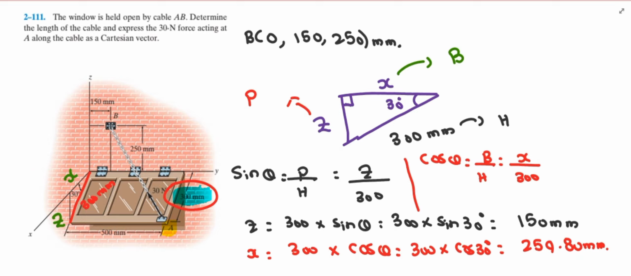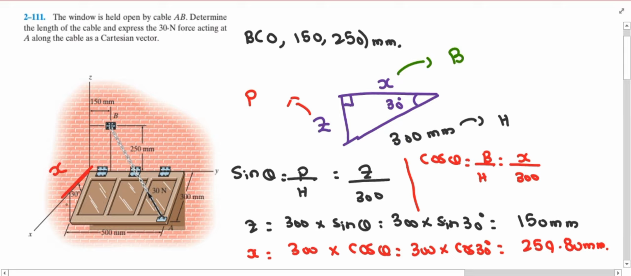But the question that arises in our mind is whether it is the positive x or the negative x. Similarly, is it the positive z or the negative z? And we check whether it is positive or negative with the help of the diagram. So just look at the question diagram. This is our x-axis right here, and this is our z-axis right here, if you see the question diagram, not mine.